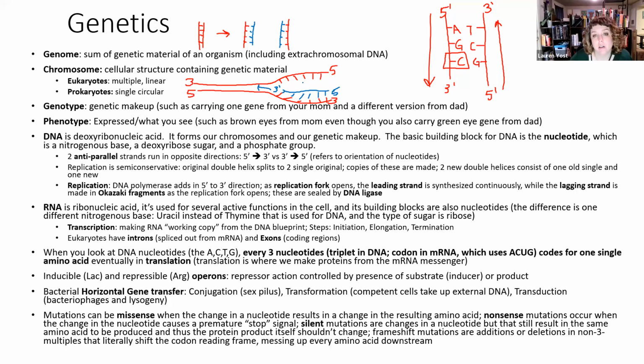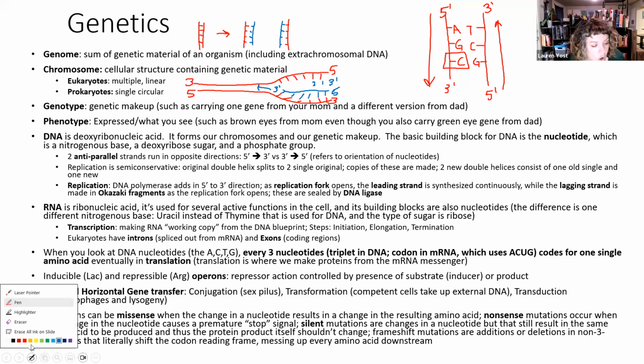However, the other strand, we have to add in 5' to 3'. So we can't add starting from here and then moving on from here to here. No, we can't do that because this has to be the 3', and we can only add 5' to 3'. So what is our solution to this?